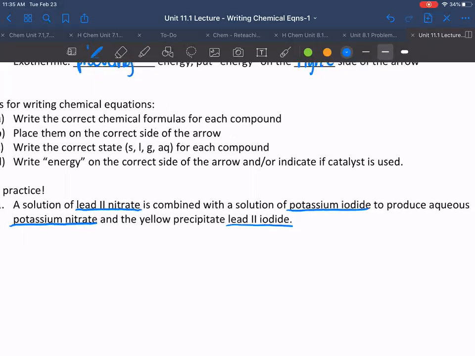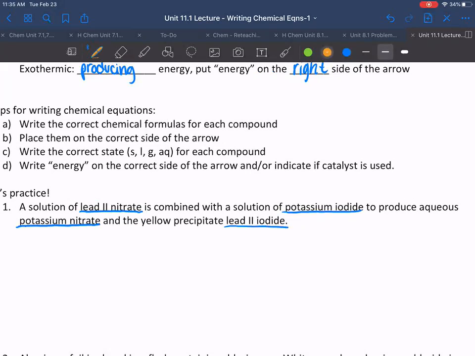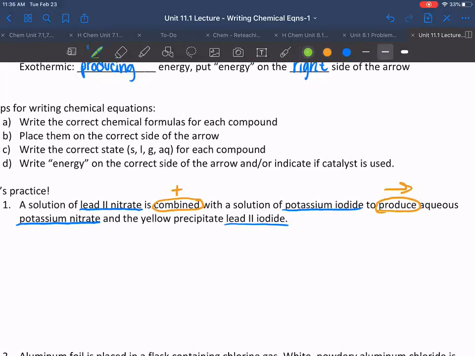Now, thinking about what side of the arrows they're going on, I have to look for my keywords. So a solution of lead 2 nitrate is combined. What symbol do you think will go in between lead 2 nitrate being combined with potassium iodide? A plus sign. Now, if it produces the last 2 compounds, what do you think we replace produce with? An arrow, exactly. So the last thing we have to think about then are the states of each. If you have a solution of something, what state do you think that is? A liquid, exactly. So we're going to use a parenthesis L.